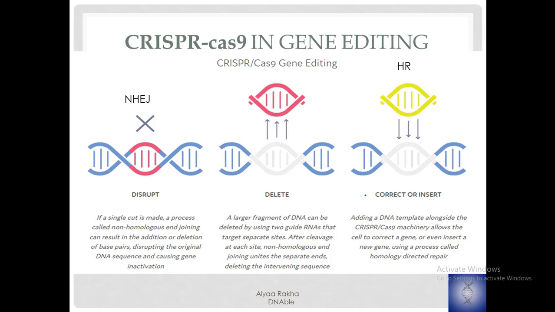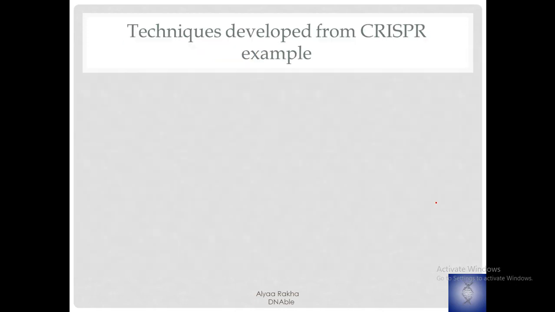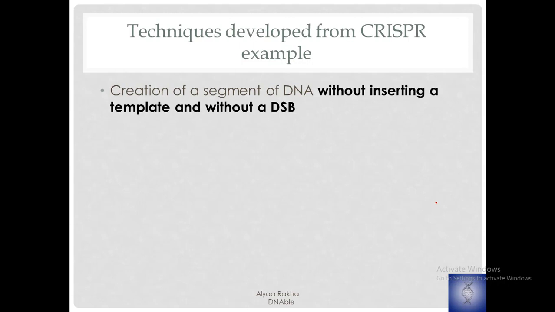Third, correction or insertion. By adding a DNA template with the CRISPR-Cas9 complex, this allows the cell to correct that segment with the added segment, or it can even be inserted instead of it, and joined by a process called homologous recombination. Techniques developed from the CRISPR-Cas9 complex. Scientists are trying to develop new techniques for gene editing based on CRISPR-Cas9.